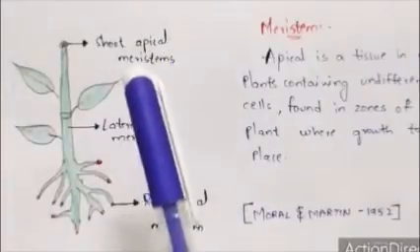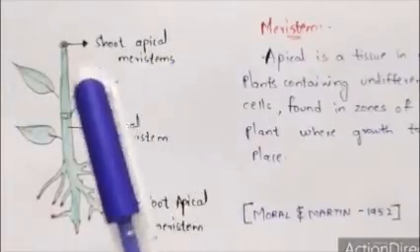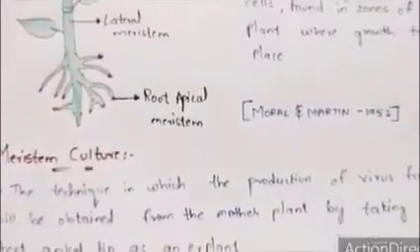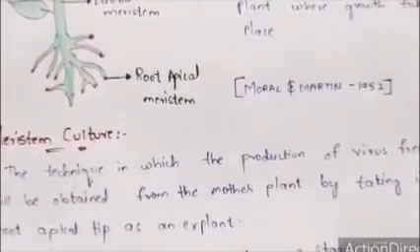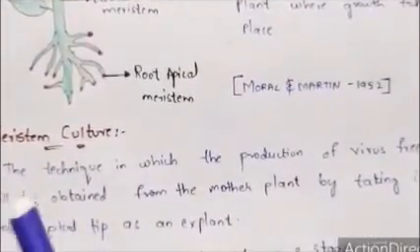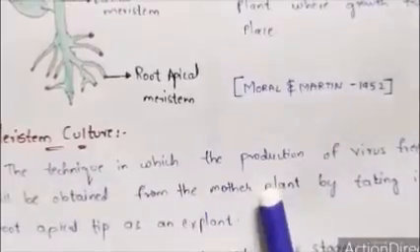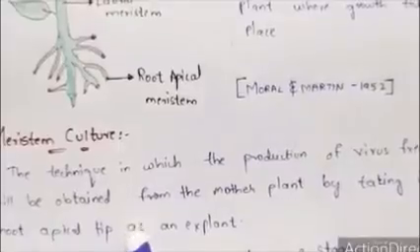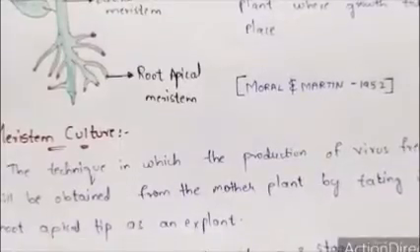So how is the plant produced? That's the phenomenon of meristem culture. The definition of meristem culture: the technique in which the production of virus-free plants is obtained from the mother plant by taking its shoot apical tip as an explant. You know about the explant. What is meant by explant? Basically, it is a part of a mother plant.